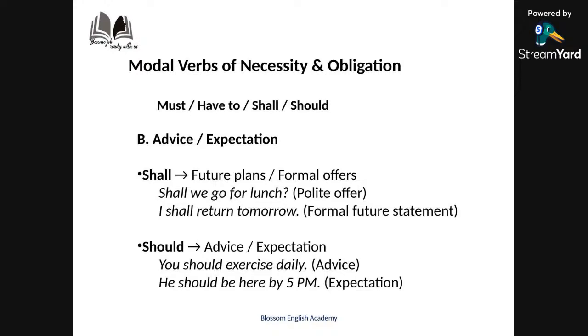Okay, and should, as we discussed earlier, yes, should is used for advice, and it is also used for expectation, as we see in the second sentence. He should be here by 5 p.m., which means I am expecting that person to be here by 5 p.m. Okay, and yes, in those scenarios also you can use should.